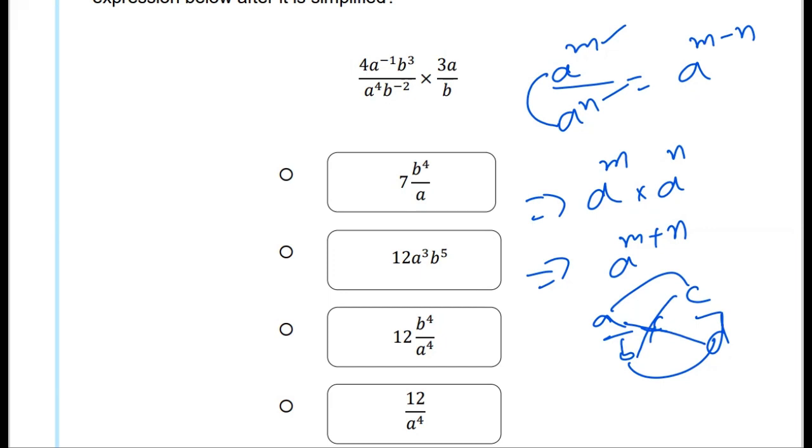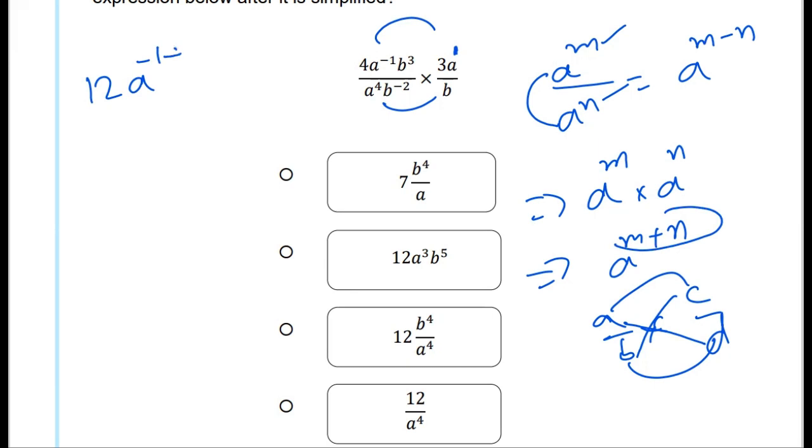Now, let's multiply the top with top and bottom with bottom. We can do it in multiple ways. Let's try it this way. 4a to the negative 1, b cubed, times 3a. So you have to multiply number with number. 4 times 3, you would get 12. A to the negative 1, and there's a to the 1. When you multiply a to the negative 1 with a to the 1, we have learned that you have to add the exponents.